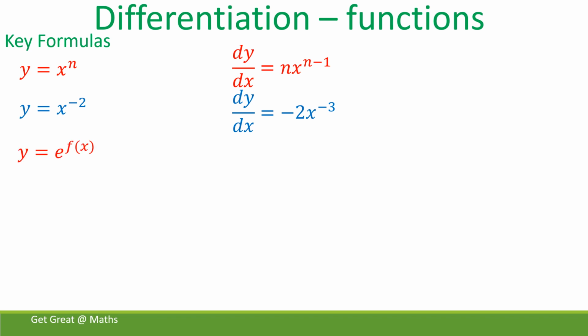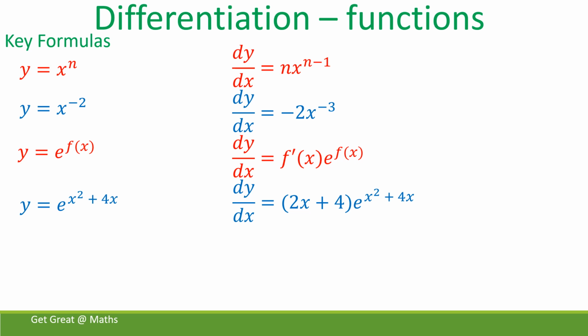The next rule is y equals e to the f of x. Now, to differentiate any function in terms of e, we need to multiply by the differential of the function of x. So dy by dx is f dashed of x e to the f of x. An example of this is y equals e to the x squared plus 4x. If I differentiate x squared plus 4x, it gives me 2x plus 4. So dy by dx is 2x plus 4, all multiplied by e to the power of x squared plus 4x, where the power doesn't change at all.